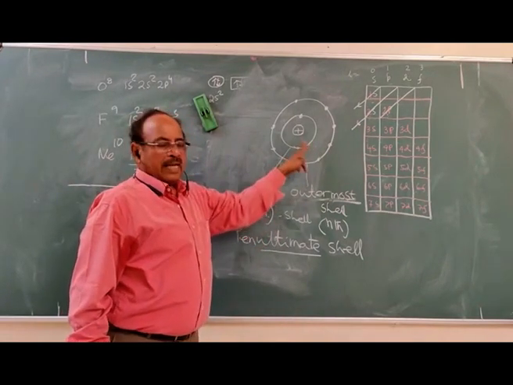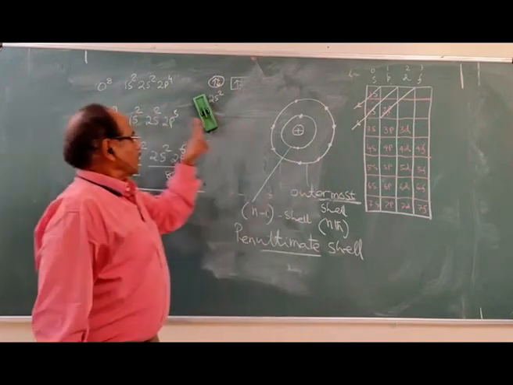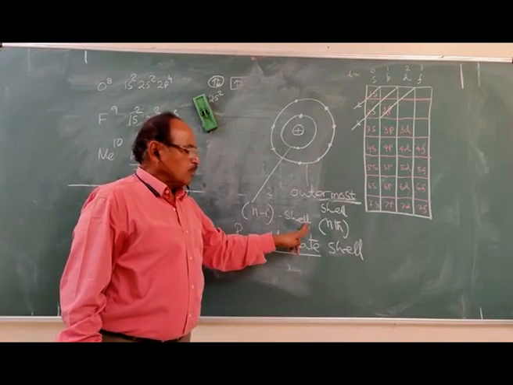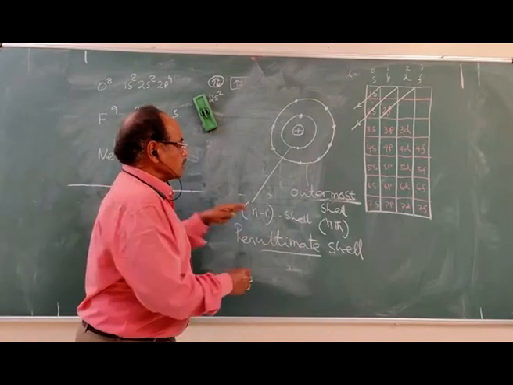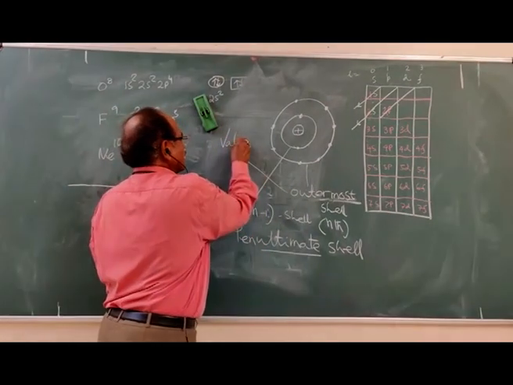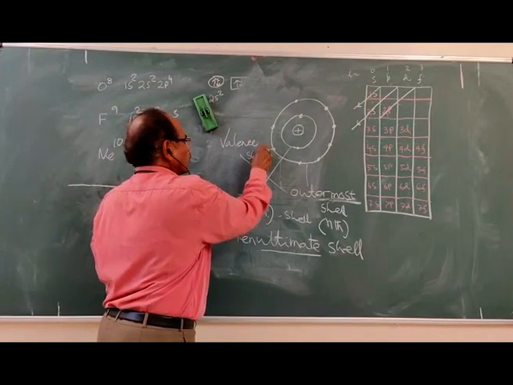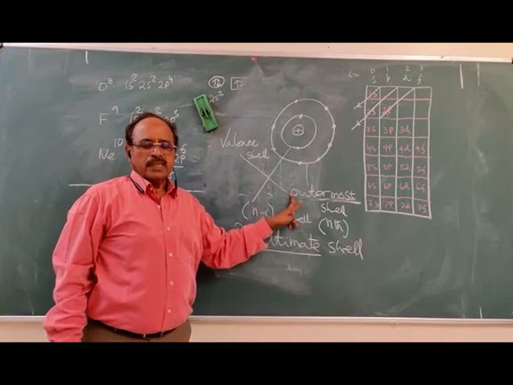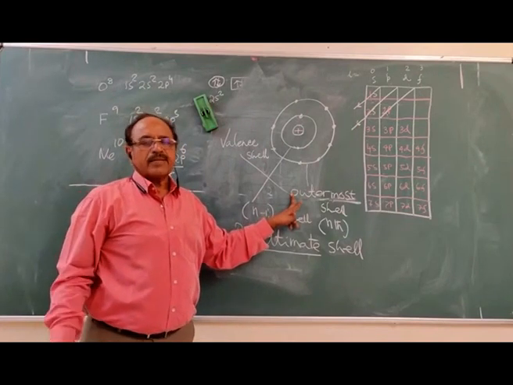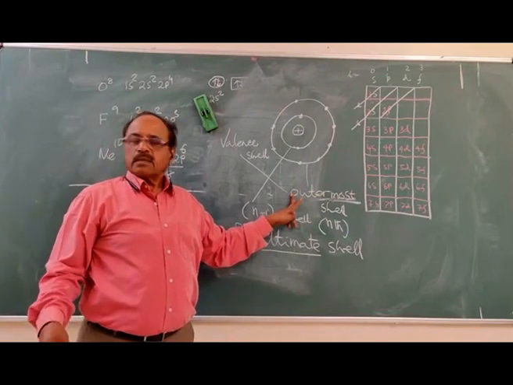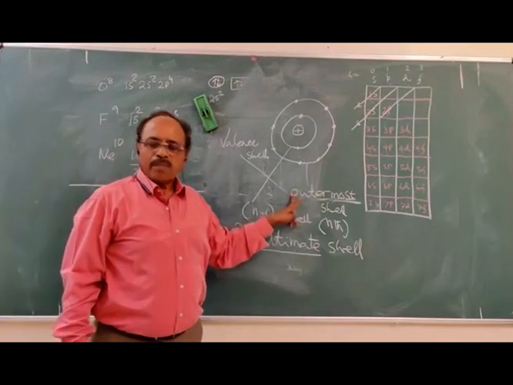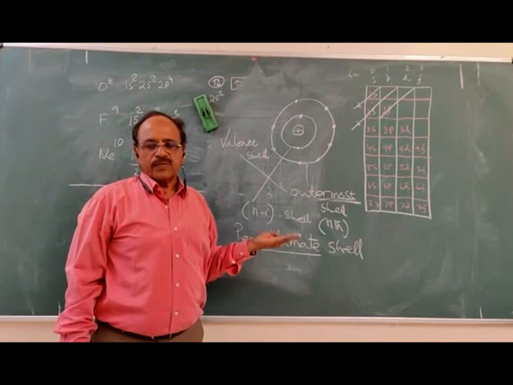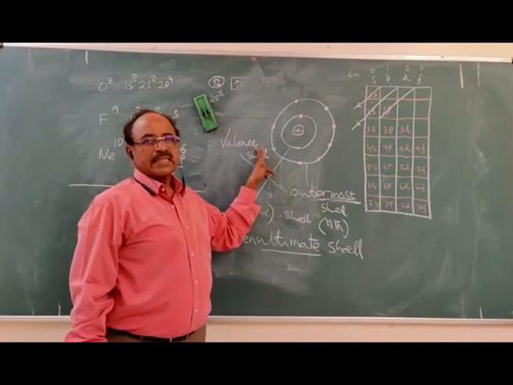So this shell, the nth shell, the outermost shell, is represented by the principal quantum number, and that is the reason it is called the outermost shell. It is also called the valence shell, because the electrons present in the outermost shell of the atom take part in chemical combination, either by gaining electrons, by losing electrons, or by sharing electrons, to attain an octet at the nearest inert gas configuration. Hence, it is called the valence shell.